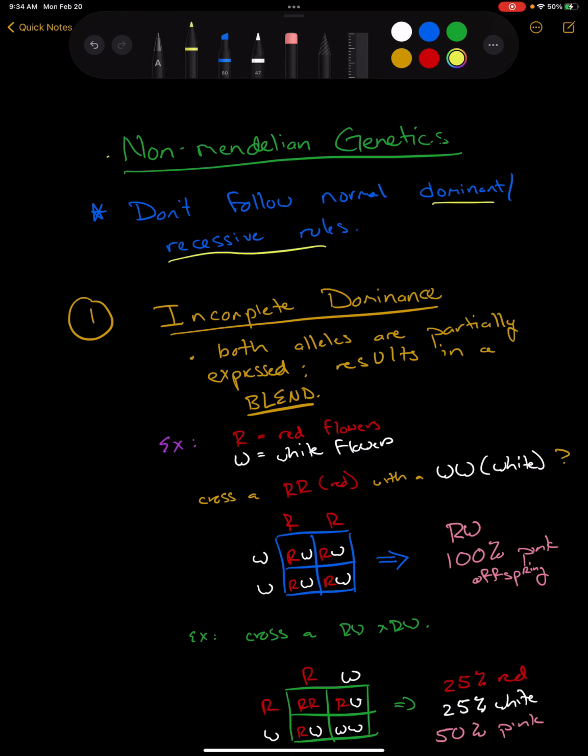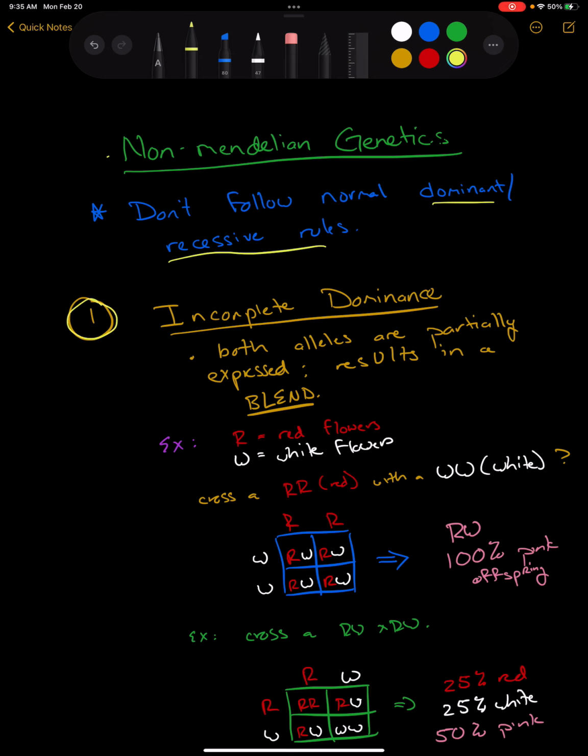Like, for example, if you have a person with super curly hair and they have a baby with somebody with super straight hair, then the odds of the baby having wavy hair is pretty good, which means it's not showing one trait or the other, it's showing a blend of the traits. And there's a lot of things in this world that don't follow normal dominant recessive. And so we're going to go through a couple of the examples.